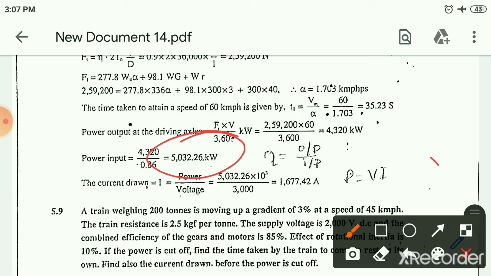So the current drawn: P is equal to VI. So I is equal to P divided by V. P is what you calculated here, divided by V, which is 3000 volts. Substitute, and you will get the current drawn as 1677.42 amps. That is the problem.